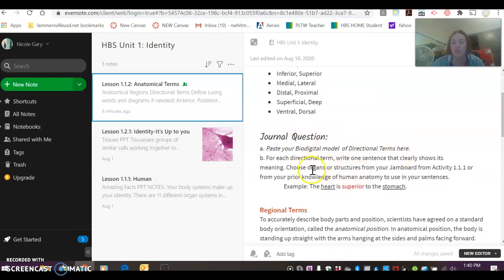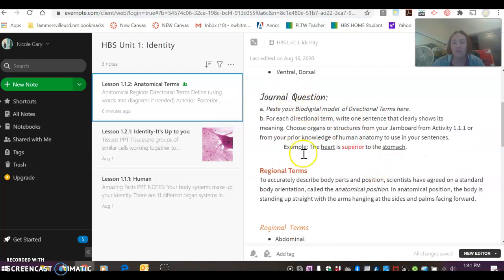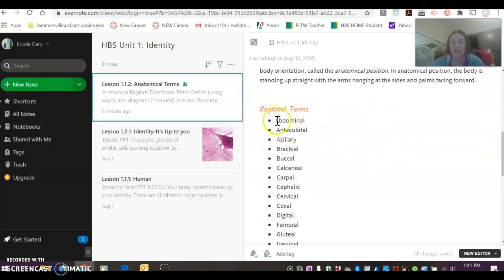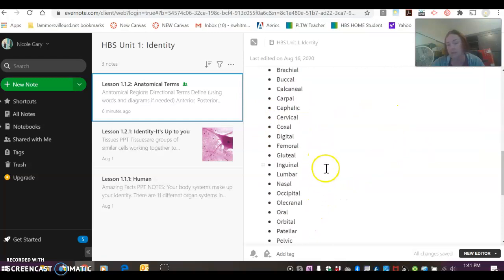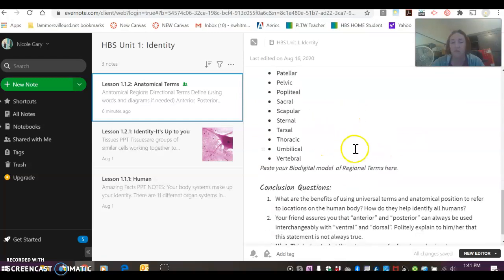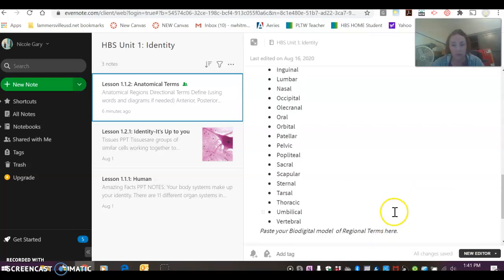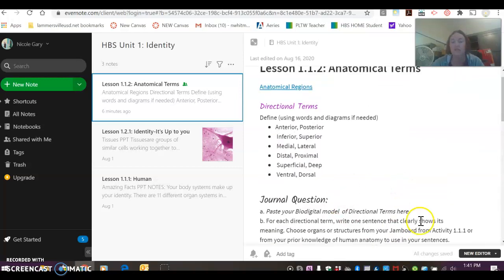I've got journaling questions that I want you to do and answer, because you never know when journal questions or conclusion questions might show up on your tests. Then I talked about the regional terms, and if I were you, I'd add some definitions and pictures here for each of these terms. And here are those conclusion questions that I mentioned. Sometimes these conclusion questions do pop up on your test, so it's really important that you complete those, as well as the journal questions.